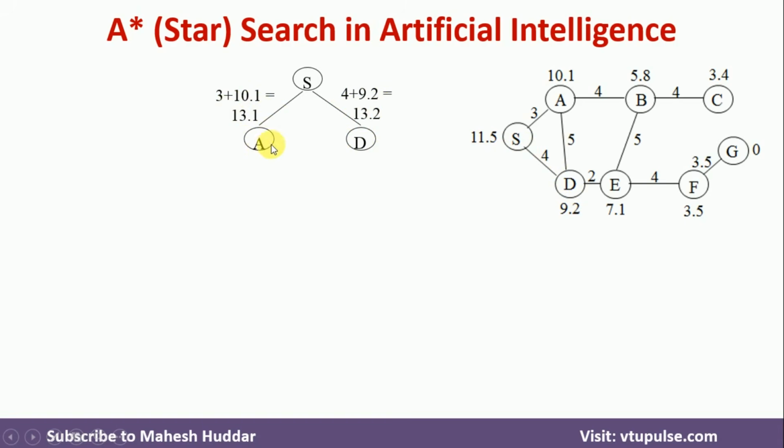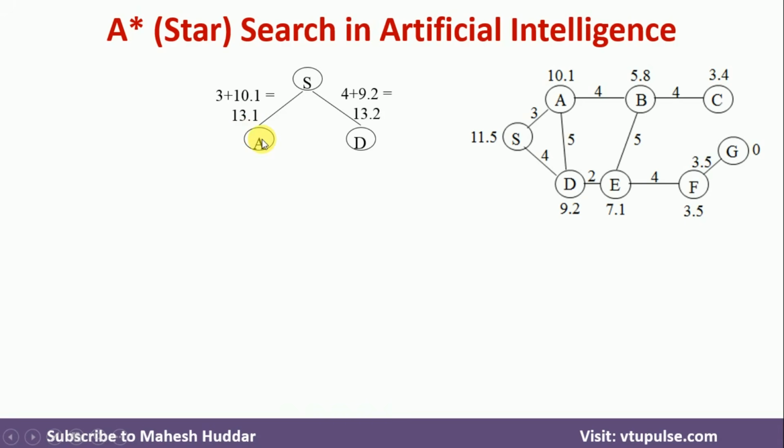So what we did here is, rather than just considering the immediate cost, we considered the heuristic value, that is, the estimated distance to the goal node. If I consider these two things, we can make better decisions here.